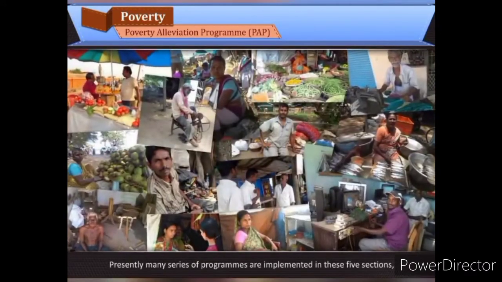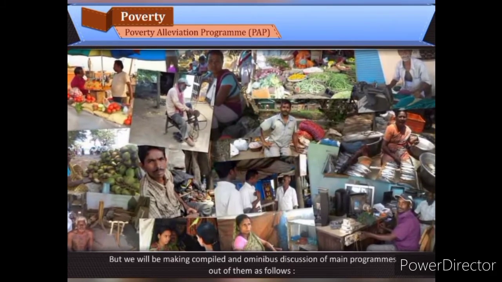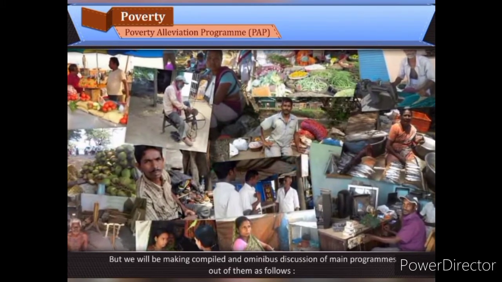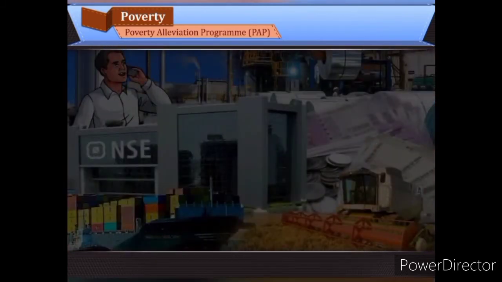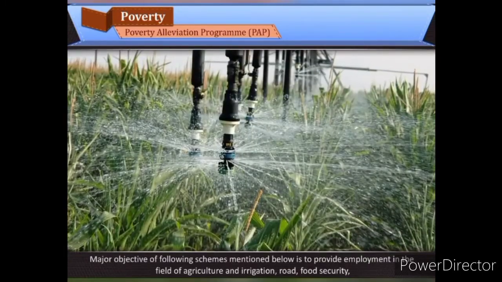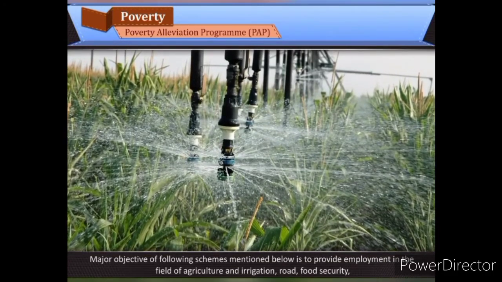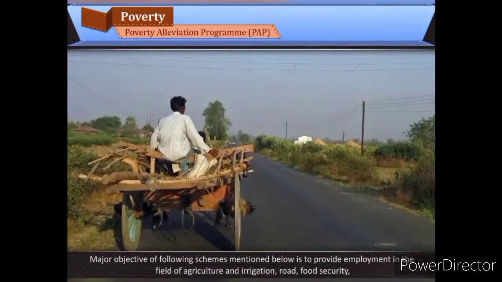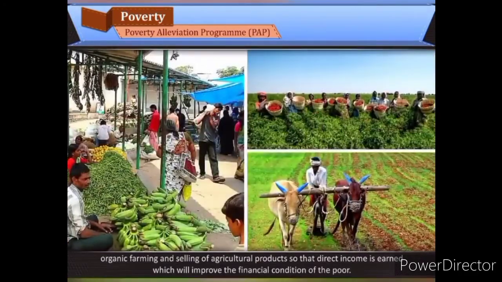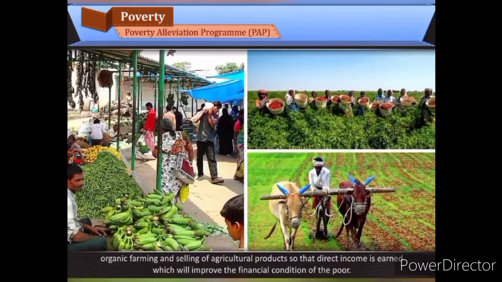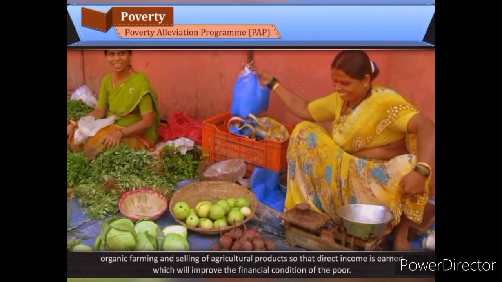Presently, many series of programs are implemented in these five sections, but we will be making a compiled and omnibus discussion of main programs out of them as follows. Major objective of the schemes mentioned below is to provide employment in the field of agriculture and irrigation, road, food security, organic farming, and selling of agricultural products so that direct income is earned, which will improve the financial condition of the poor.